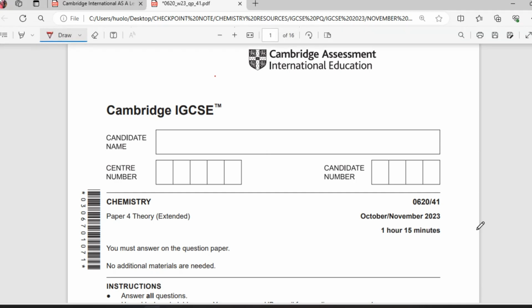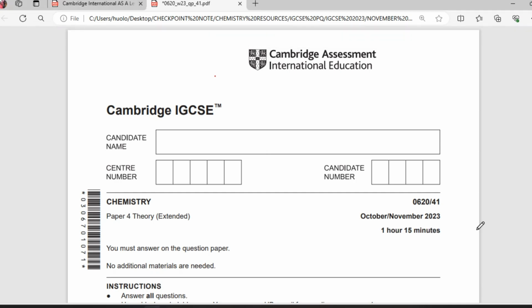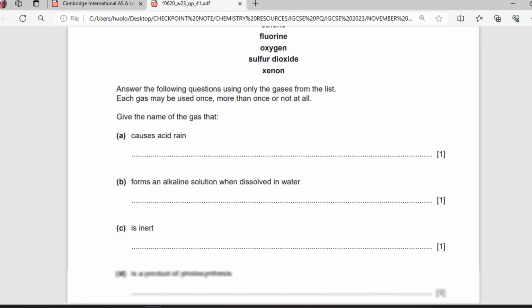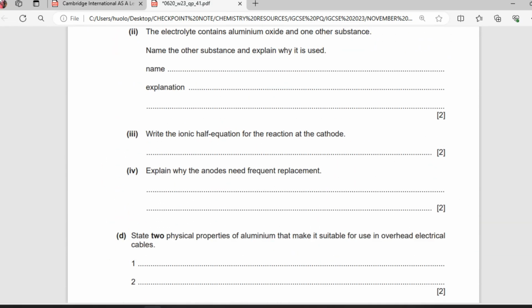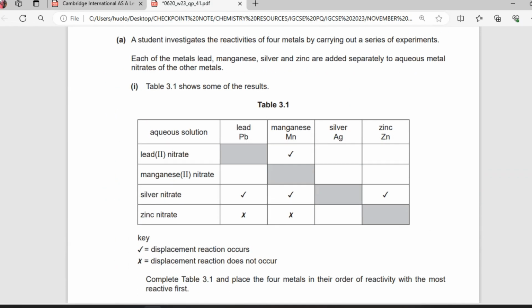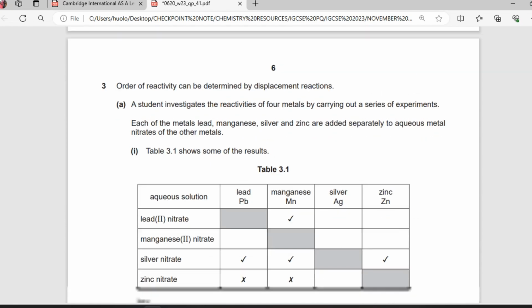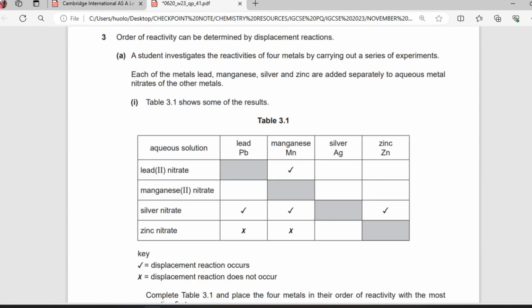Hello guys, let's pick up from where we stopped of paper 4, variant 4.1 of October-November 2023. In the last class we stopped at question 2. Today we have to move on to question 3, and here we are. So we make a start.